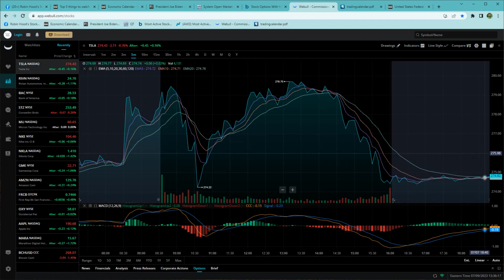Which settings do you recommend for Webull? Actually, I use Webull for the charting and Robinhood to execute the options.